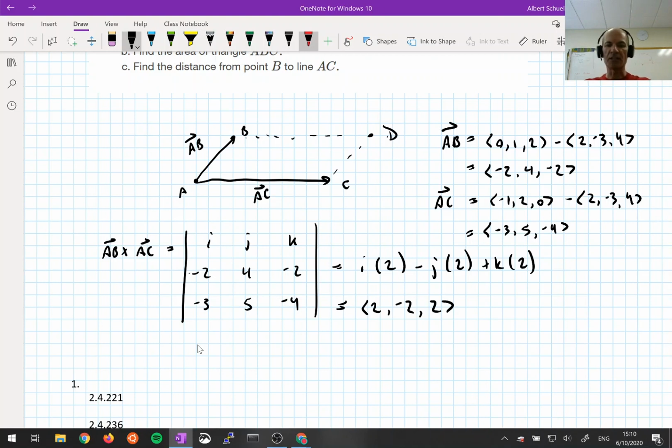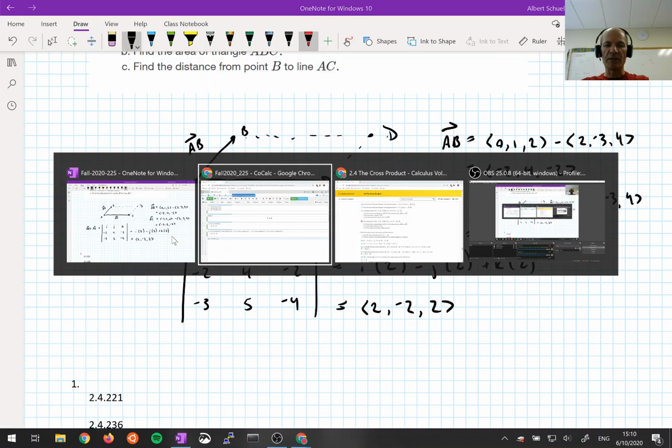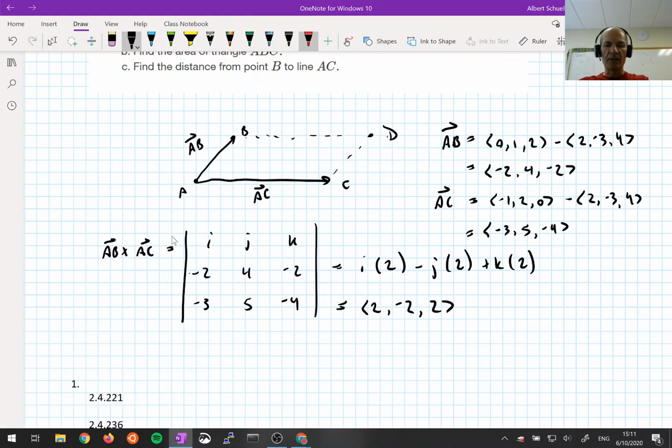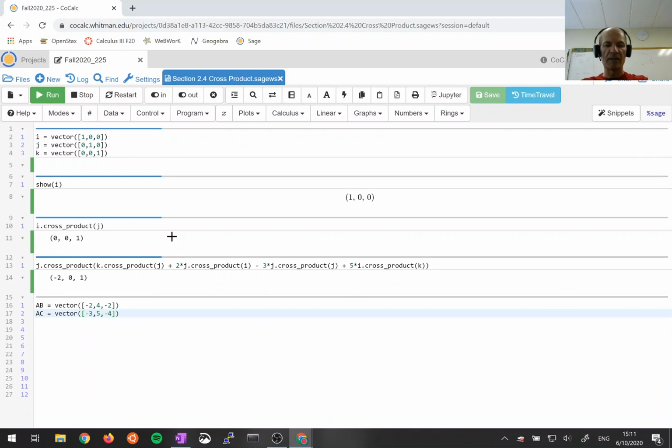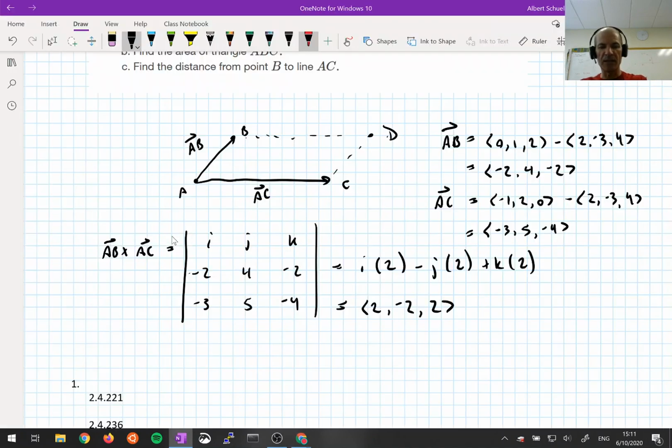Let's just go over to Sage and double check this, shall we? So let's make a couple of vectors here. Let's call AB the vector negative 2, 4, negative 2. And AC is the vector negative 3, 5, negative 4. And then let's do AB cross product AC. And we get negative 6, negative 2, 2. Negative 6, negative 2, 2. So yes, I'm just losing my mind here.